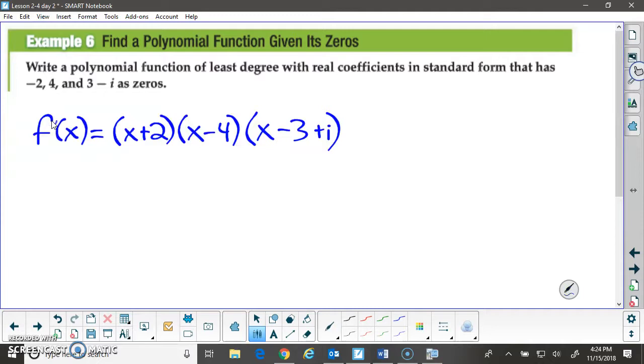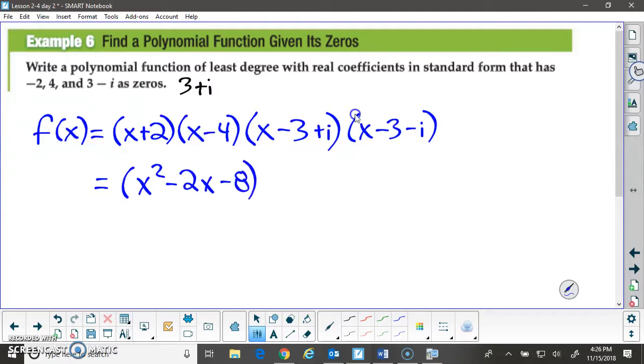If there's a 0 at 3 minus i, we must also have another 0 at its conjugate at 3 plus i. So then our last factor would be x minus 3 minus i. And so now we'll start to eliminate the parentheses by putting it in standard form. We get x squared minus 2x minus 8 by foiling the first two binomials. Now these last two trinomials are conjugates, so if I foil, I'm going to have several terms that cancel. This negative xi is going to cancel. You're going to see that in just a second.